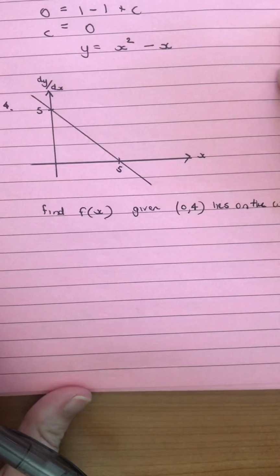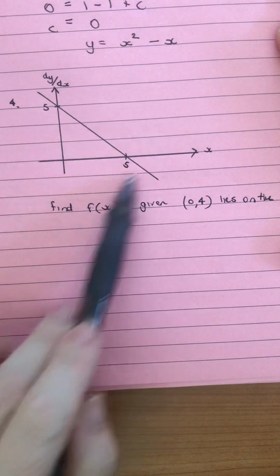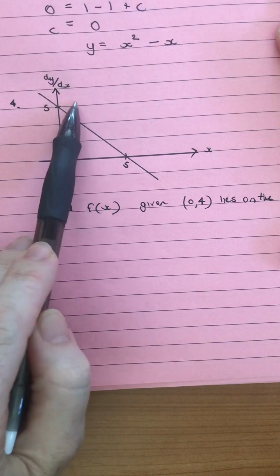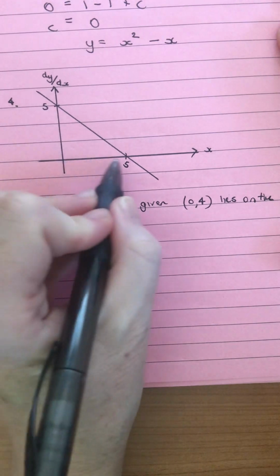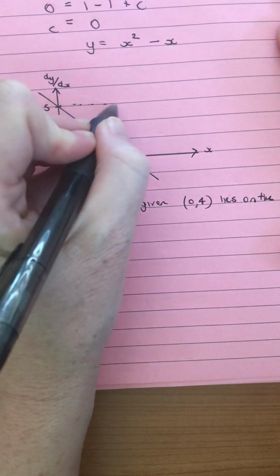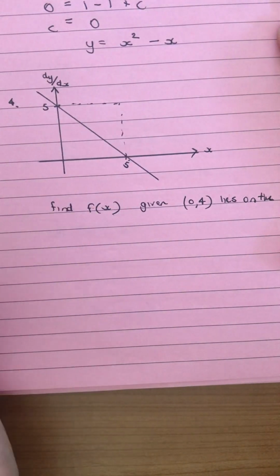Then the last one is another type of format that you might see. So this time we've been given a line that is the derivative. That's what this means up here. And we want to find the function. So first we need the equation of this line. Now we can see that as we go across 5, it goes down 5. So that means our gradient is equal to 1.